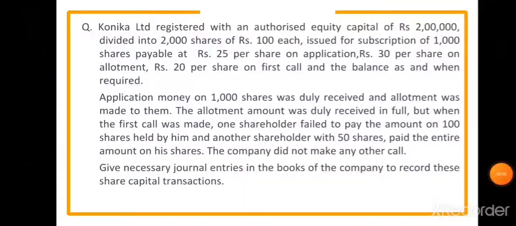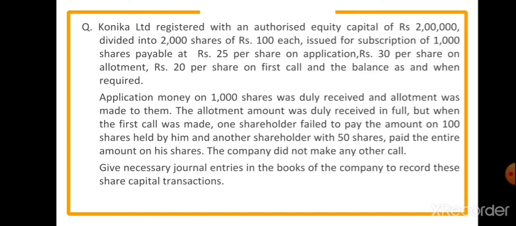We have another question, question number 4. Konica Limited registered with an authorized equity capital of rupees 2 lakhs divided into 2,000 shares of rupees 100 each, issued for subscription of 1,000 shares payable at rupees 25 per share on application, rupees 30 per share on allotment, rupees 20 per share on first call, and the balance as and when required.